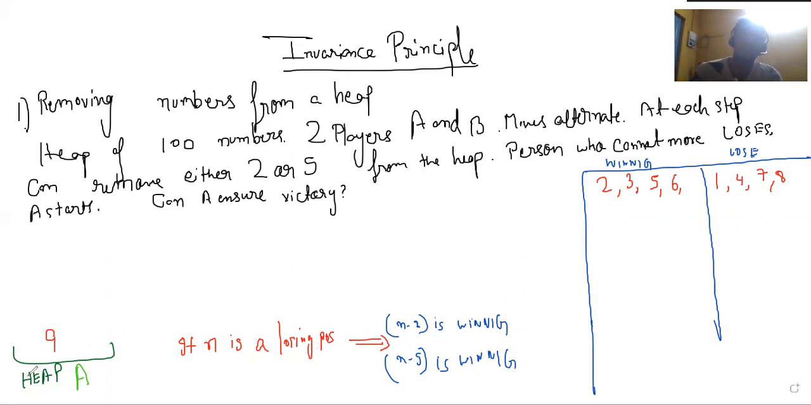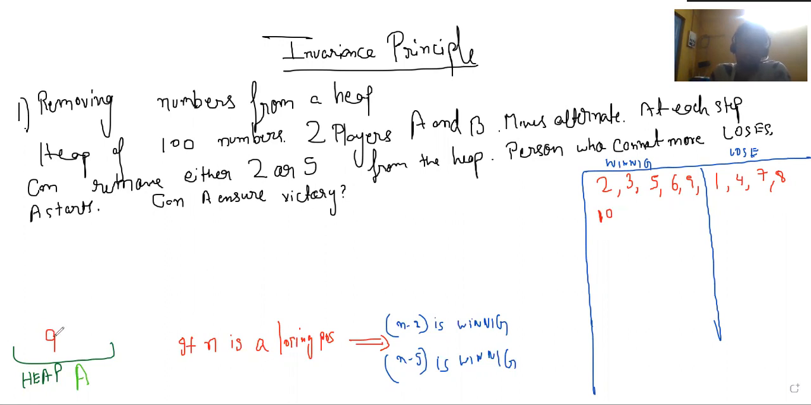Oh, okay. That cannot happen, otherwise everything will be losing. 9 and 10 both are winning. Okay, that's a good reason. That's right. Basically, you should see.